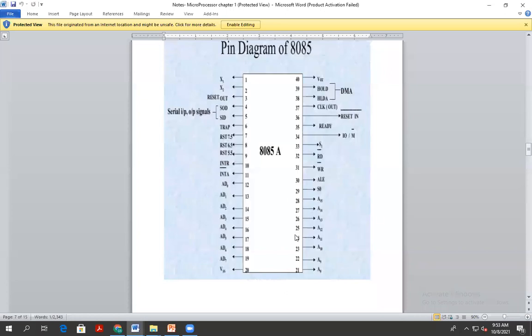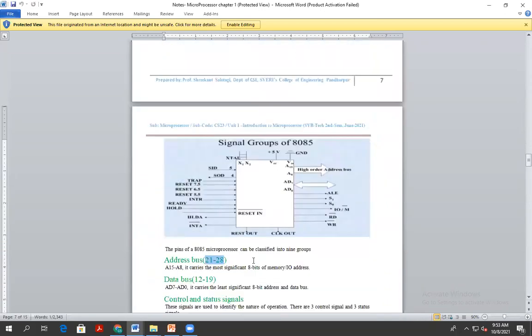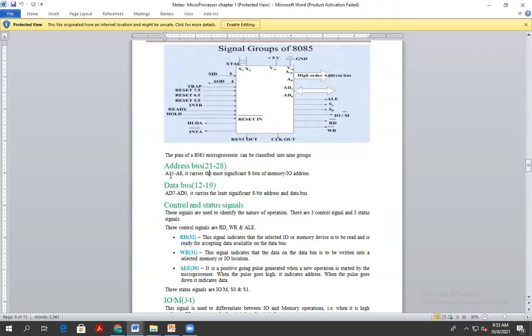So what is that 21 to 28? Those are the address bus. It means A8, A9, A10, A11, A12, A13, A14, A15. Those address lines are the address bus we have to use. So here A8 to A15 as in the diagram. A8 to A15. These are used to carry the most significant 8 bits.